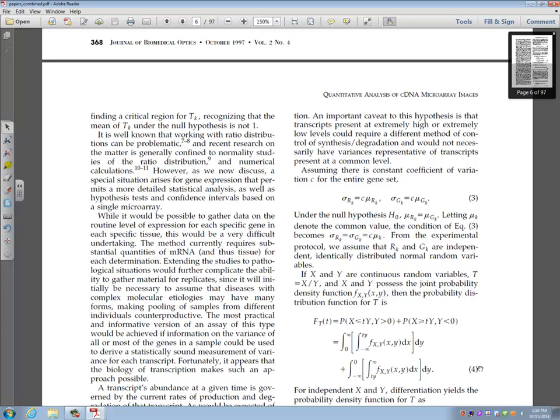So there is a constant coefficient of variation C for the entire gene set, right? So the standard deviation at every spot is some constant multiplying the mean at that spot, both in red and green channels. So under the null hypothesis, the red and the green have the same mean at every spot, right?